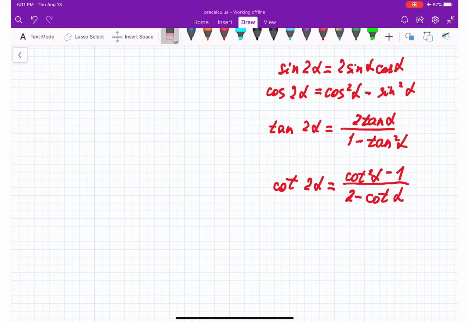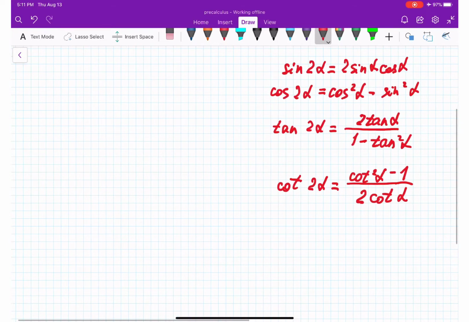Okay, here is multiplication. Let me put 2 cotangent alpha. Okay, let's start solving. So, first question. In all these questions, we are going to find the precise value.